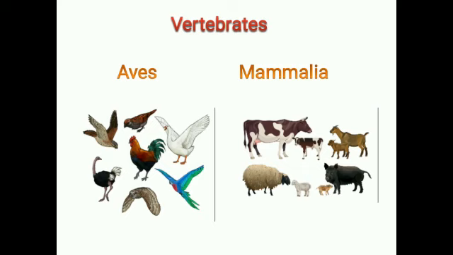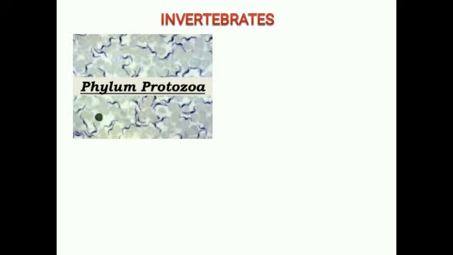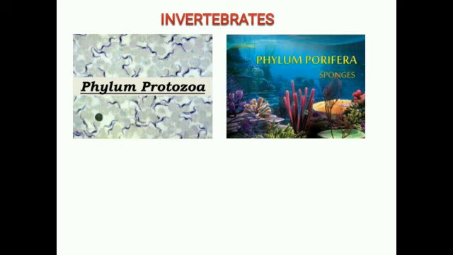Now in your previous class you learned about the invertebrates. There are 7 phyla. The first one is phylum Protozoa. Phylum Protozoa is unicellular and microscopic. Amoeba, Paramecium and Euglena are examples of phylum Protozoa. The second one is phylum Porifera. They live at the bottom of the sea, and Porifera are commonly known as sponges.